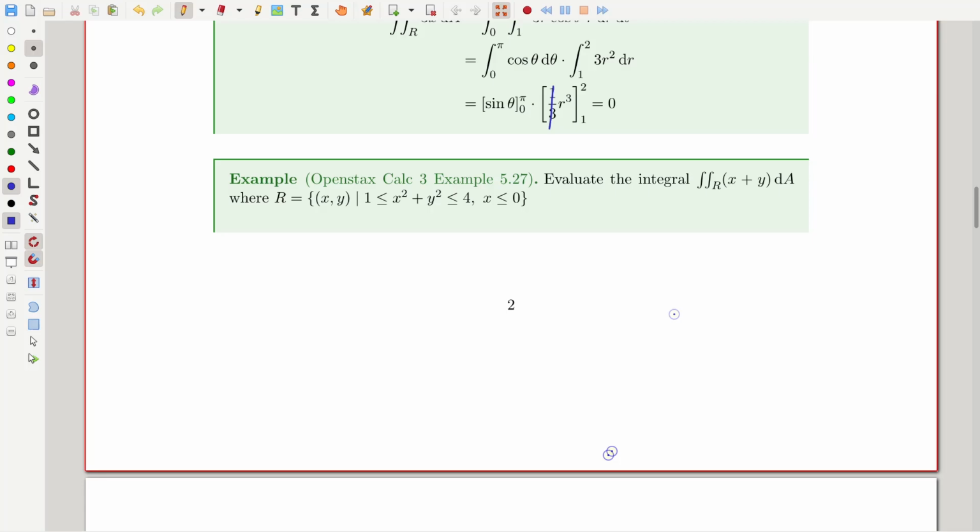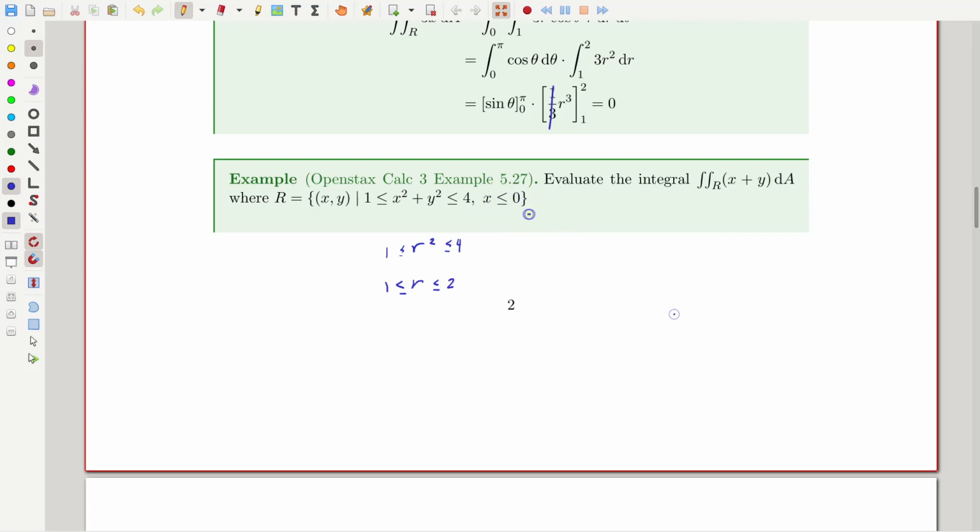This next one, I think this time the domain R is a little bit more complicated in expression. The way it's written is not in polar. So what you need to do for this problem is convert it over to polar. So notice that this x squared plus y squared is the quantity r squared. So this is saying that r squared is between 1 and 4, or in other words, r is between 1 and 2.